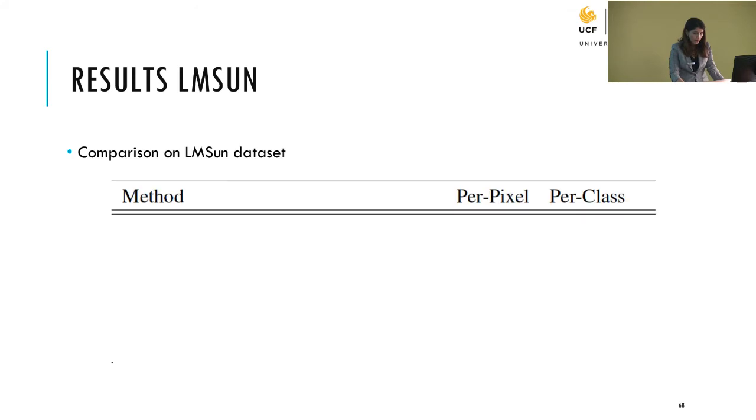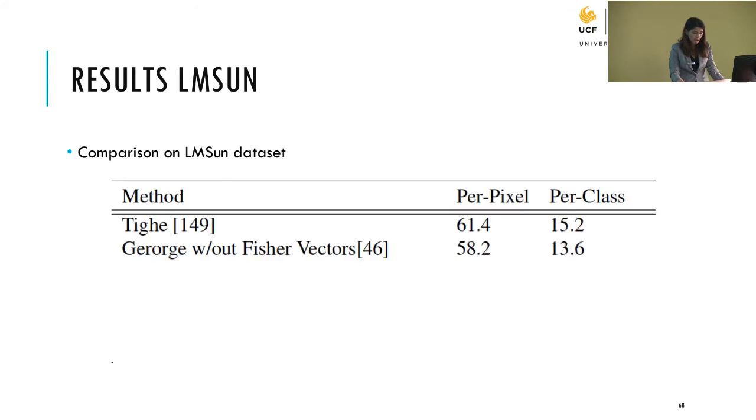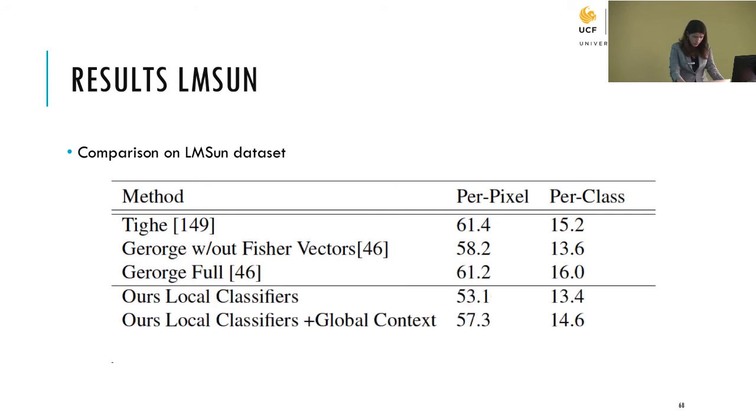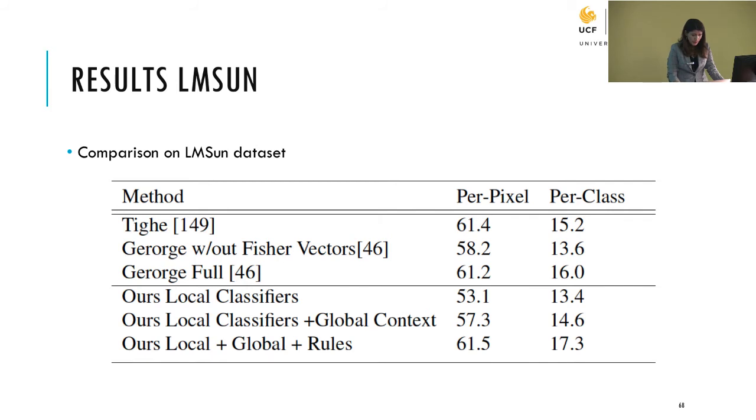These are the per pixel and per class accuracy for the LMSUN dataset compared with other methods. As you can see, we get better results in terms of both per pixel and per class accuracy.